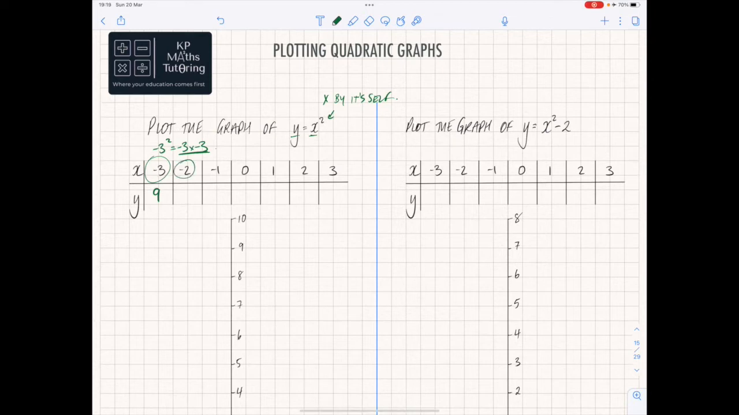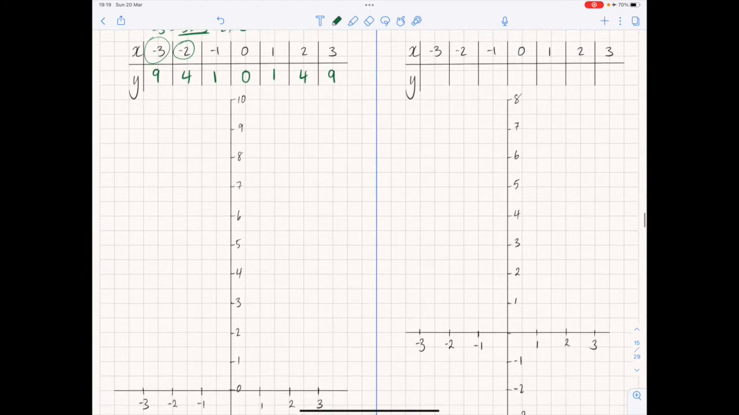I do the same here. Minus 2 times minus 2, which is 4. Minus 1 times minus 1, 1. 0 times 0, 0. 1 times 1 is 1. 2 times 2 is 4. 3 times 3 is 9. So you notice that there is a pattern to that.